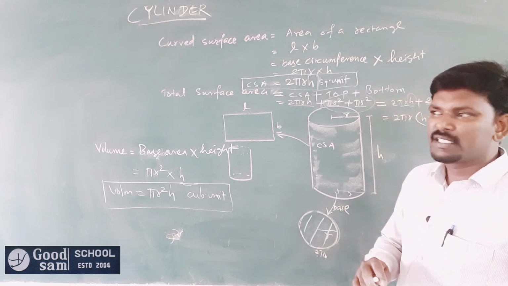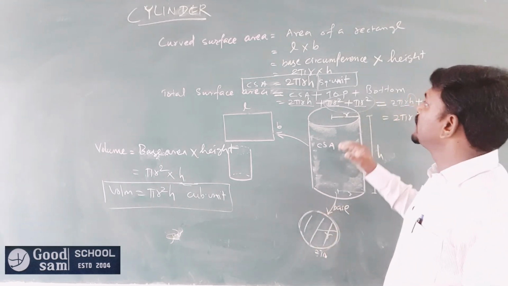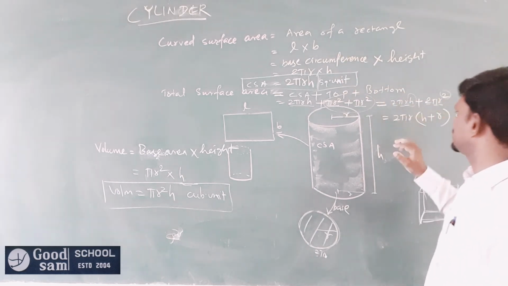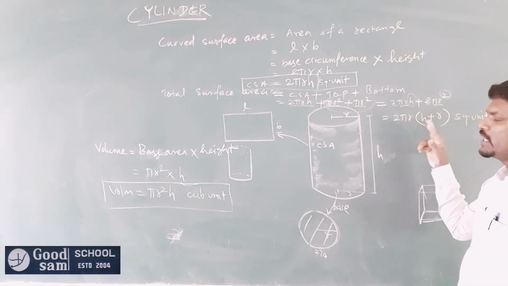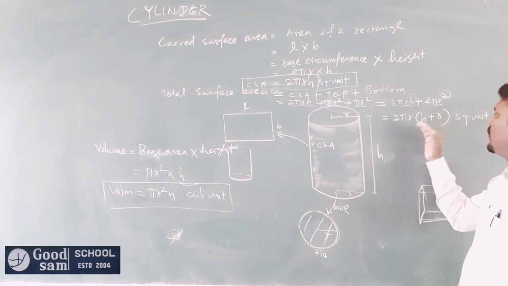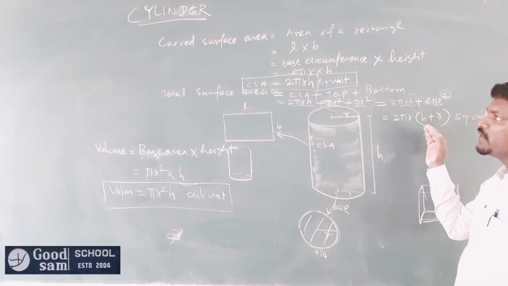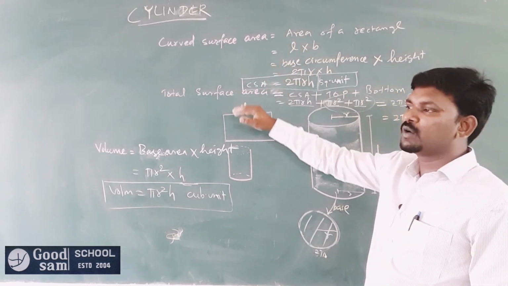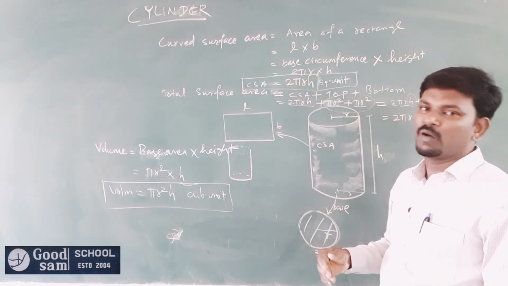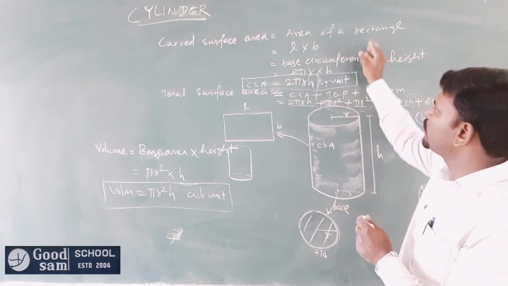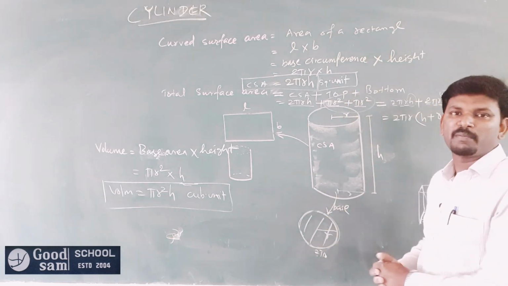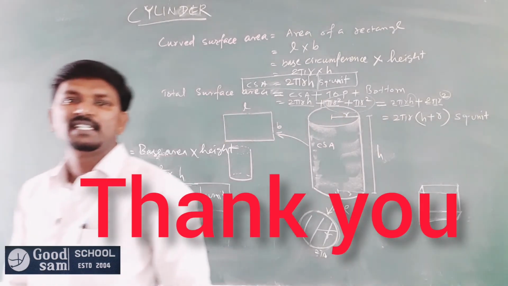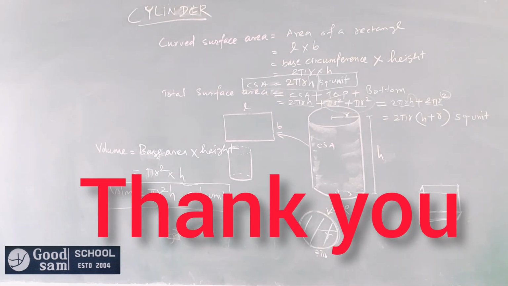So in the example and exercise questions, they will give some of this data. They may give the radius, or they may give the height. They will give r and h, and we have to find the curved surface area or total surface area, or we have to find the volume. According to the question, we have to apply the formula and solve the problem. Very good, thank you. I hope you understood the CSA, TSA and volume of a cylinder.